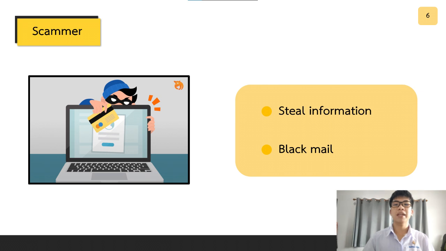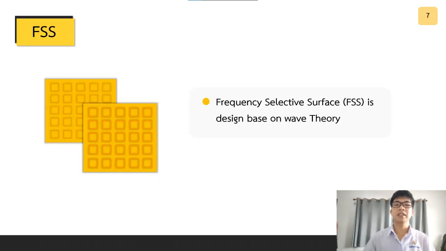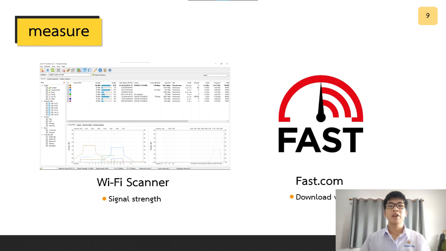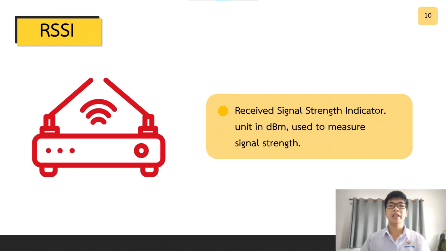by designing and developing a frequency selective surface to limit the coverage area of the 2.4 GHz wave without affecting the 5 GHz frequency. The frequency 2.4 GHz has a wavelength of about 12.5 cm. For measuring in this project, we use the received signal strength indicator, or RSSI, and data rate value. Received signal strength indicator is a unit in decibel milliwatts used to measure the signal strength.